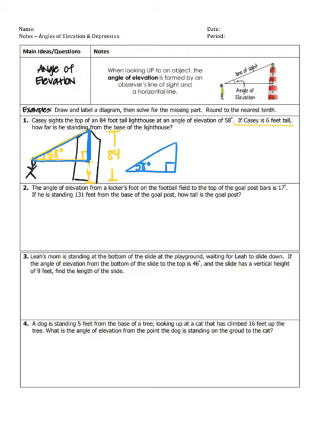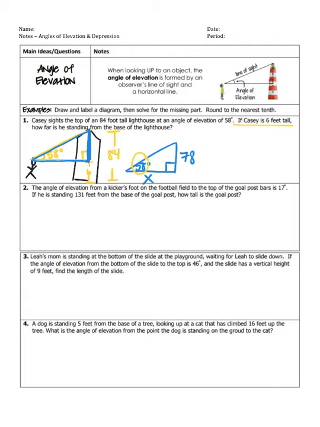Therefore, we're only going to use a height of 78, which is 84 minus 6. And then we're looking for how far he is standing from the base of the lighthouse. So that would be the horizontal line, which is X. So now we just go about solving this like we normally would.